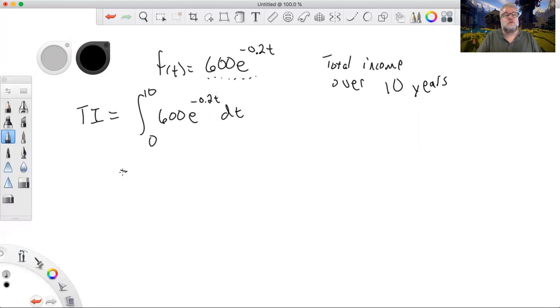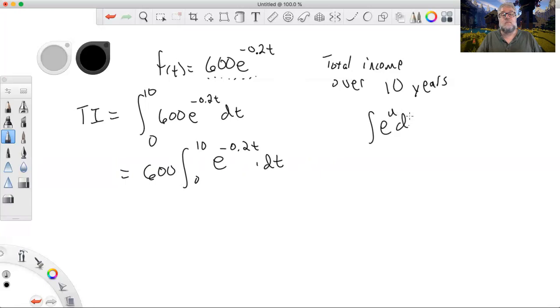Okay, so to do this integral, I'm going to pull the 600 out because it's just a coefficient. So this is e to the minus 0.2 t dt. So this is an e to the u problem. And what's the integral of e to the u du? Right, e to the u. So I need to do my du little dance here. So I'm going to let u equal minus 0.2 t. And then du will equal minus 0.2 dt.